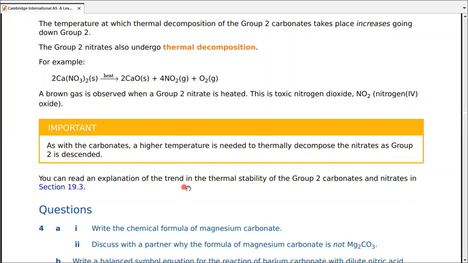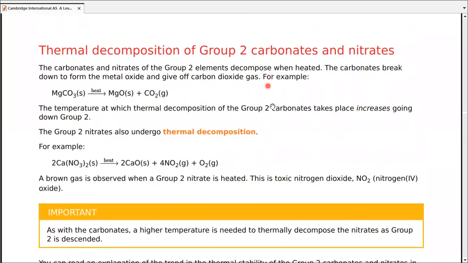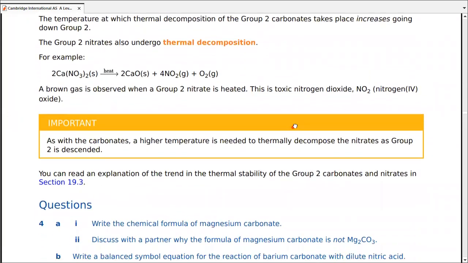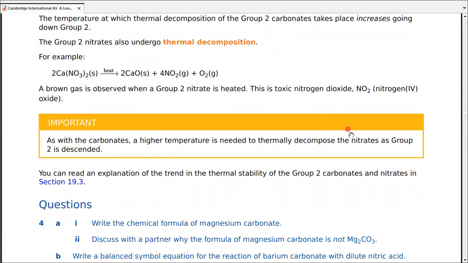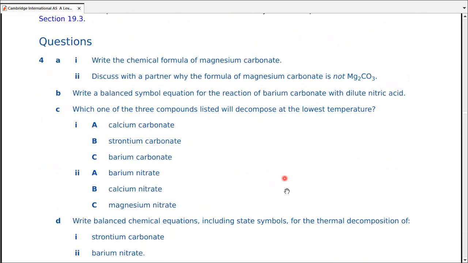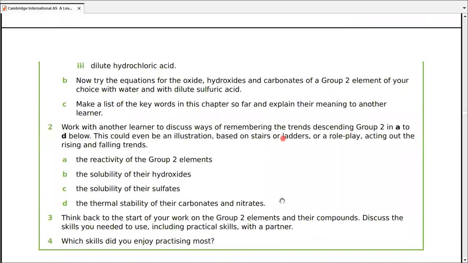The explanation of this trend, thermal stability, is a part of chapter 19, which is A2. So we only go with what the trend is or how this reaction goes in thermal decomposition. We do not discuss the detail of this trend because the explanation is a part of A2. Apart from the explanation, just the trend itself or what the reaction is going to produce is a part of AS, sorry.